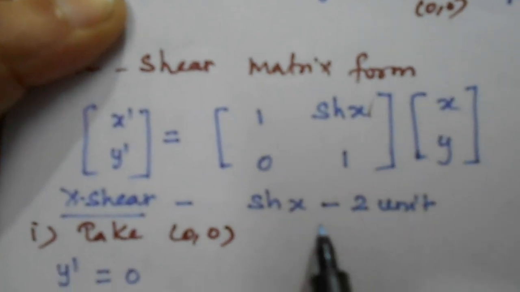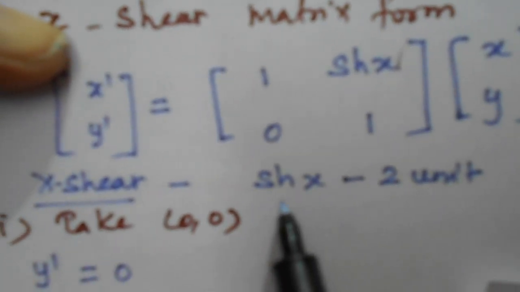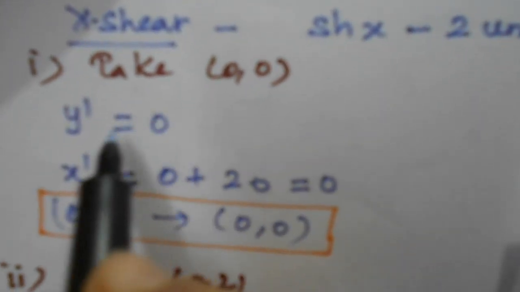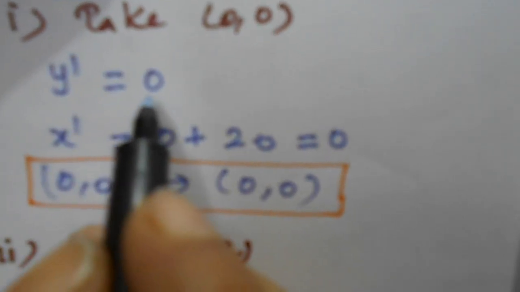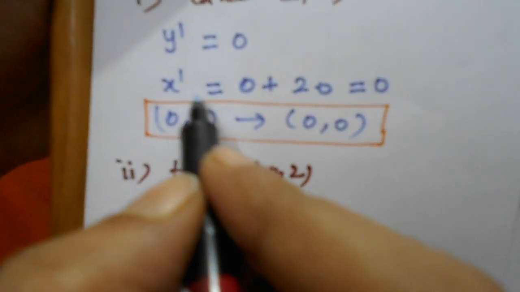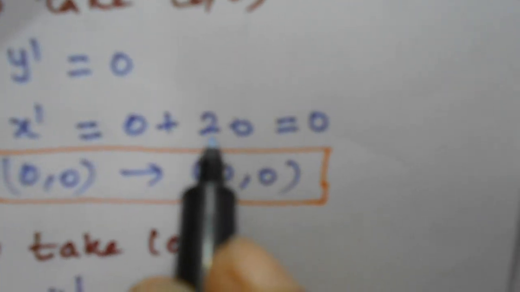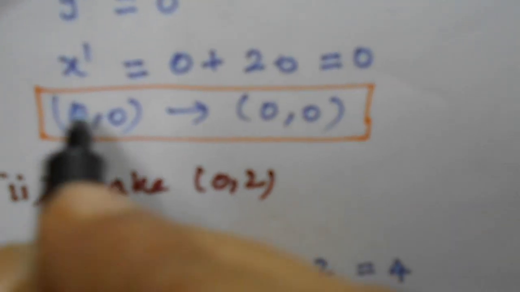Now we must know the shearing parameter value also. Here it is x shearing, so shx is equal to, we are assigning the value 2 units. First we take the point (0, 0). Here y' is equal to y, here 0, so y' is also 0. x' is equal to x, here 0, plus shx 2 into y 0, so the result is also 0. So (0, 0) becomes (0, 0).